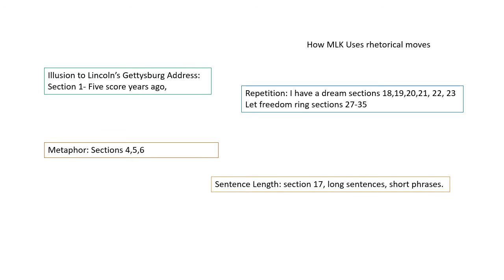Some rhetorical things. So in your paper, you're going to write about what rhetorical moves the writer that you're reading does. So he does some things. He has the allusion to the Gettysburg Address. He uses metaphors in sections 4, 5, and 6 when he's talking about the check, and cashing the check, and defaulting on the promissory note, and a promissory note is just a check. He's using this metaphor. He doesn't extend it out too far.